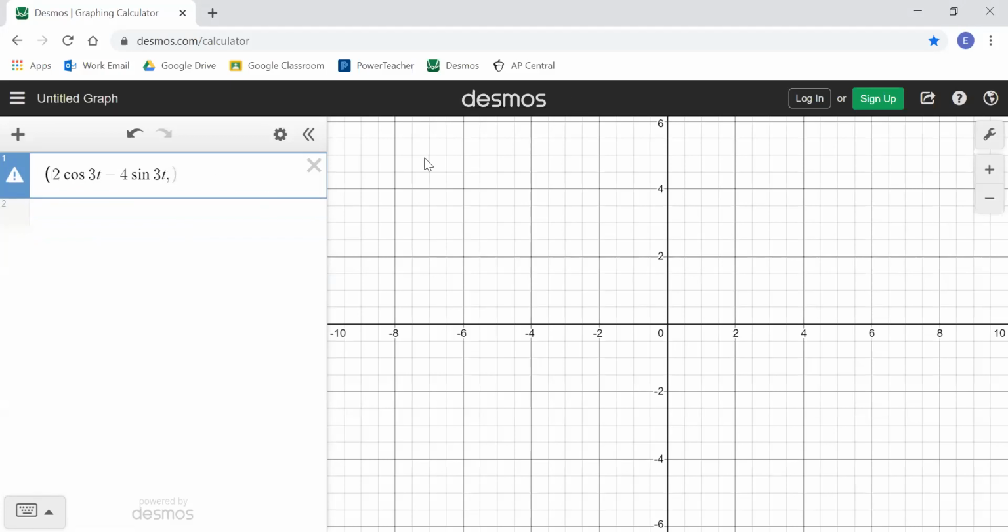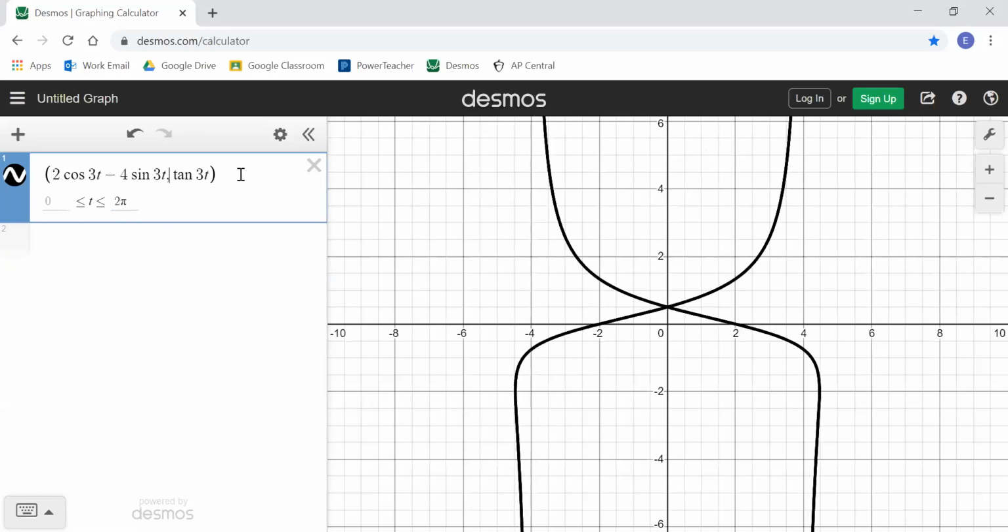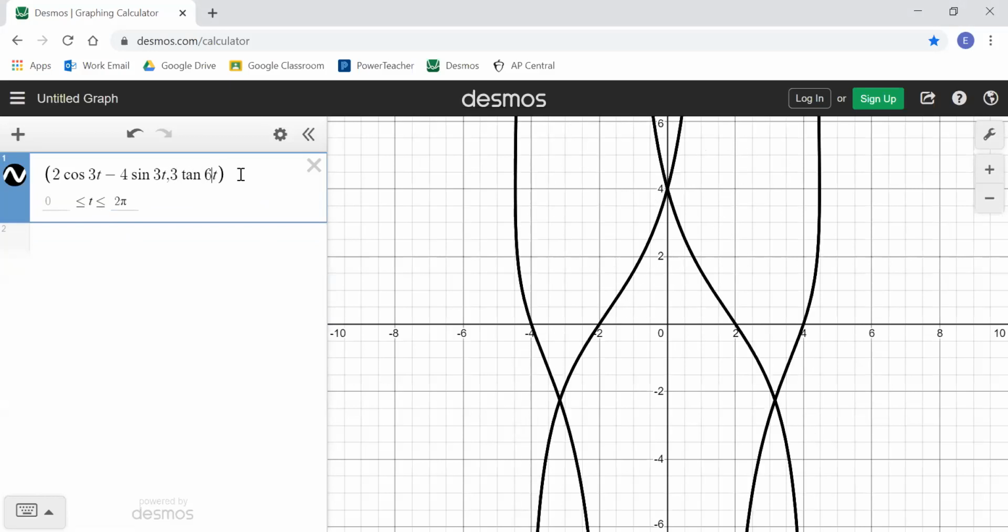And then we had, what was it, 6 tangent 3t? Is that right? 3 tangent 6t. All right. So we got this nice looking graph here. Kind of looks like a DNA or something, maybe.